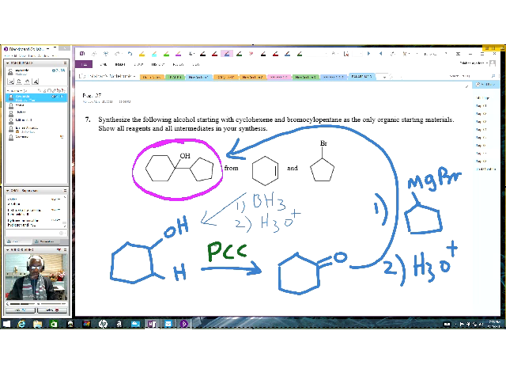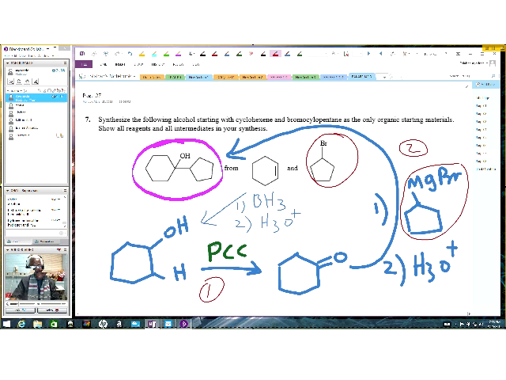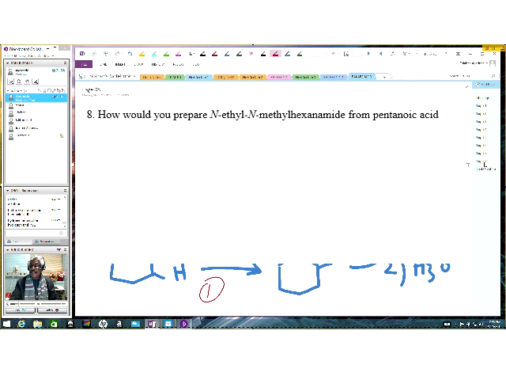So how many steps are we using here? One step here, two steps. And of course, the third step will be the fact that we made this Grignard from here. Okay, so we've done question number 7. Let us go to question number 8. We're increasing the complexity of this question as we go along.